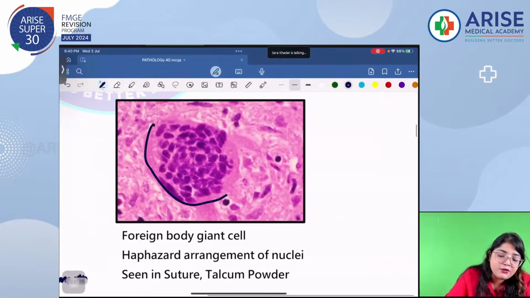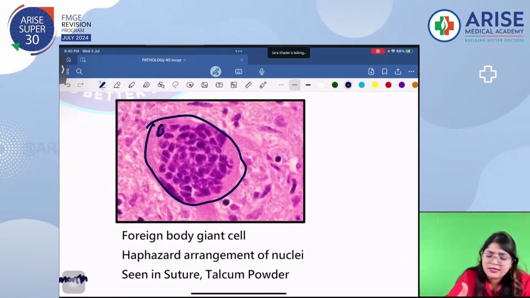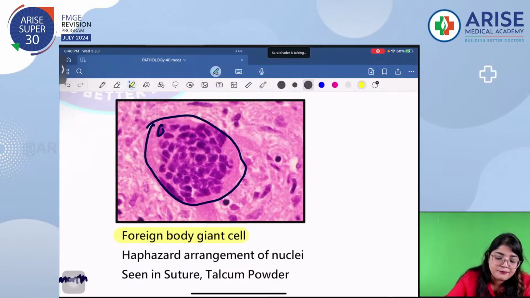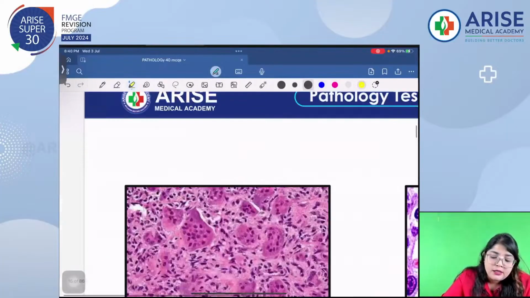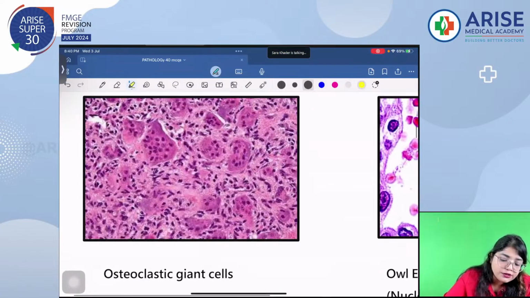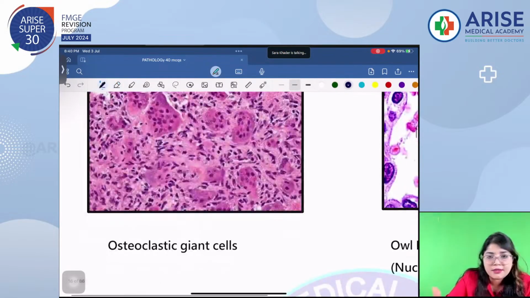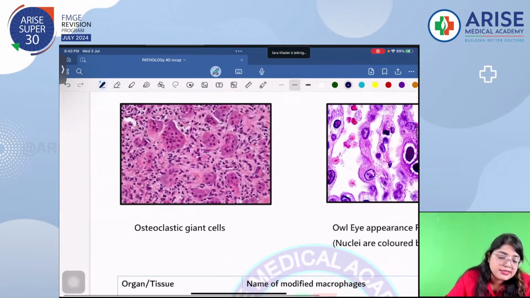What about this, where you have the haphazard arrangement of nuclei? Nuclei are everywhere. Remember, this is your foreign body giant cell. It can happen because of suture or talcum from the gloves. Look at the next giant cell. Now, this is your osteoclastic giant cell. It is a physiological giant cell. Osteoclast is nothing but your bone resorbing cell, right?